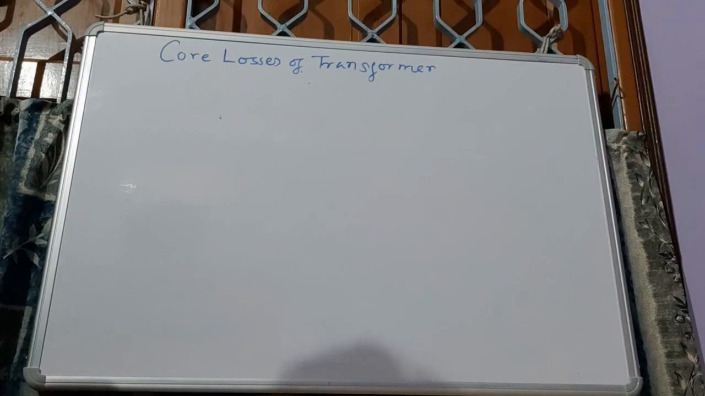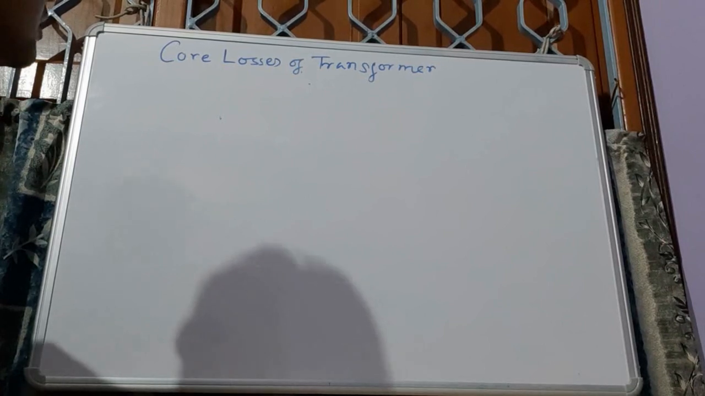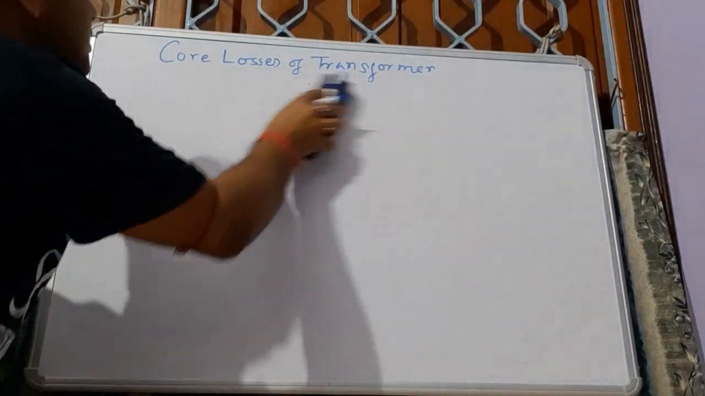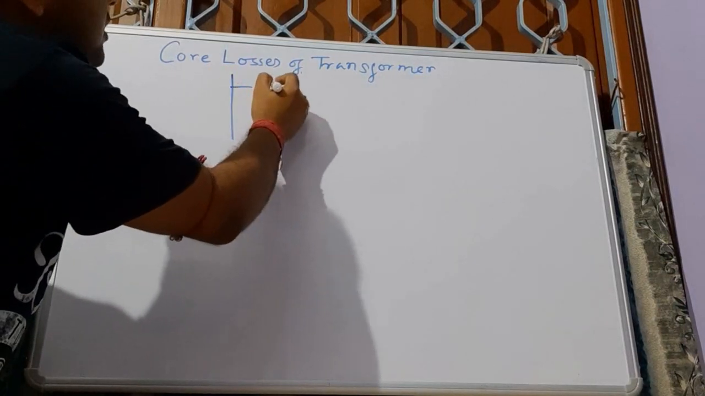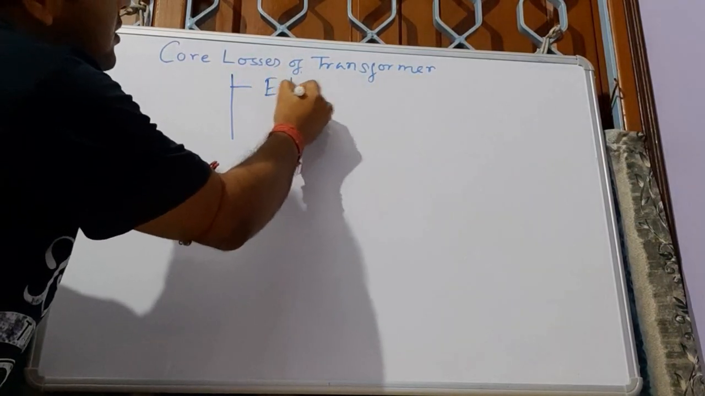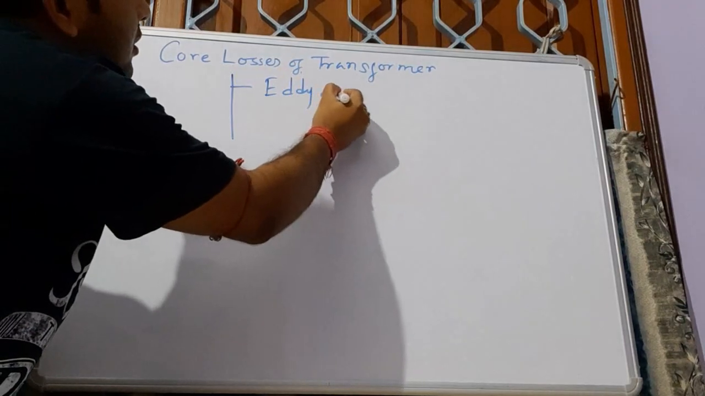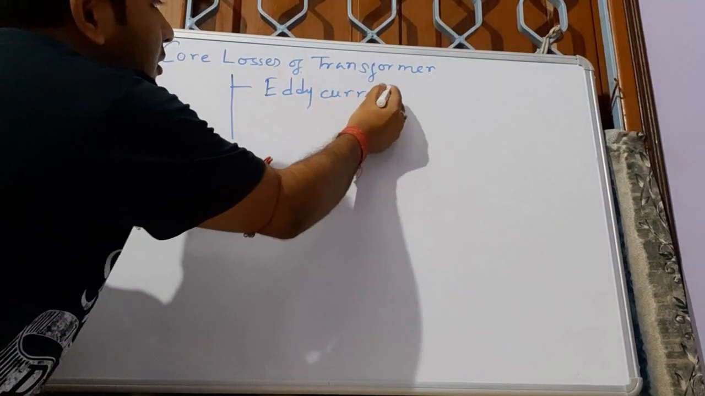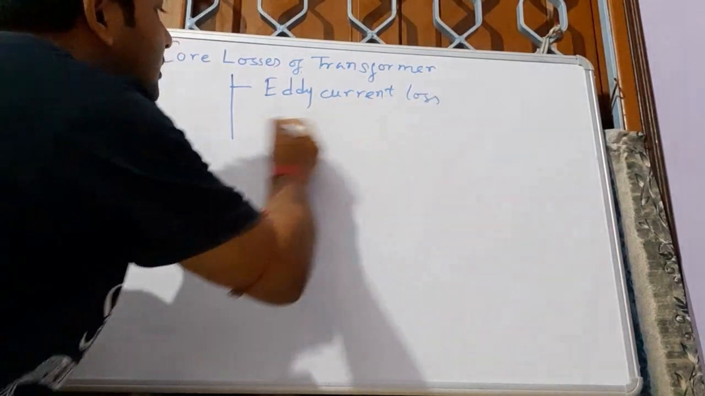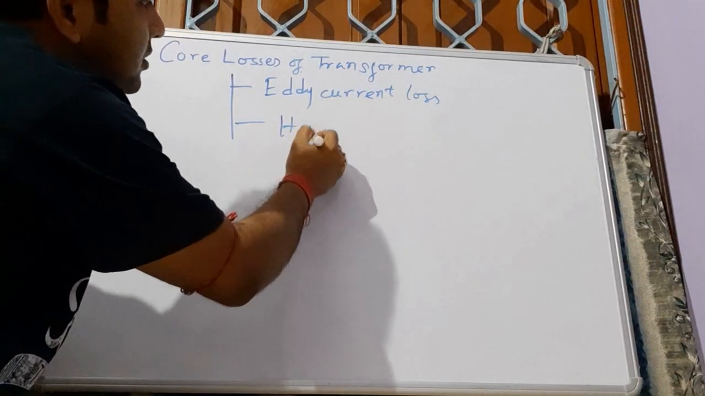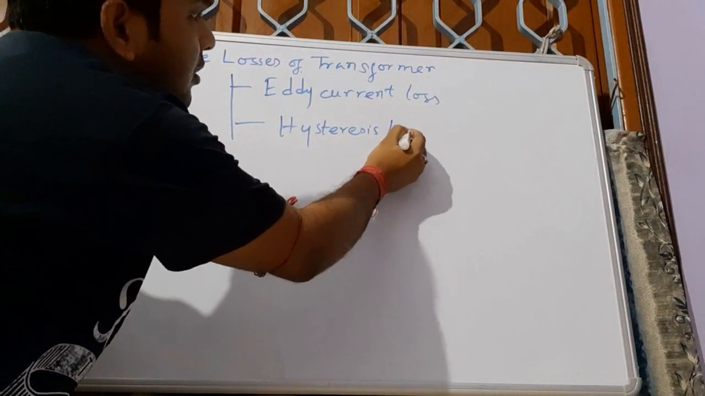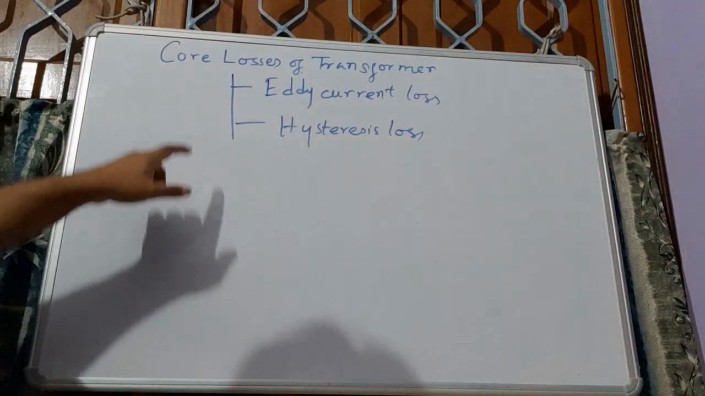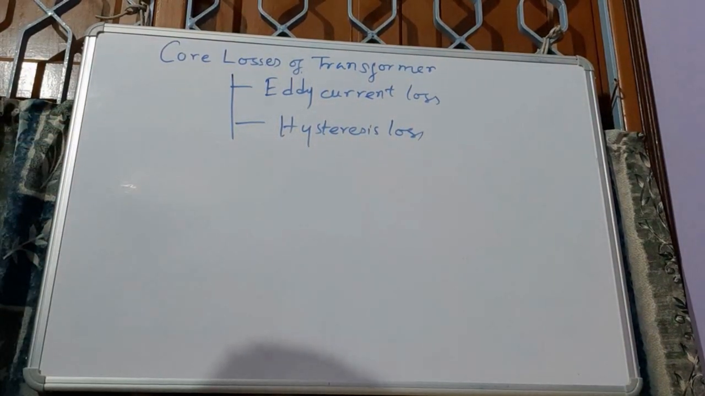In this tutorial, we will learn about the core losses of transformer. There are two types of core losses. First is eddy current loss, and second one is hysteresis loss. Okay. Now, what is eddy current loss?